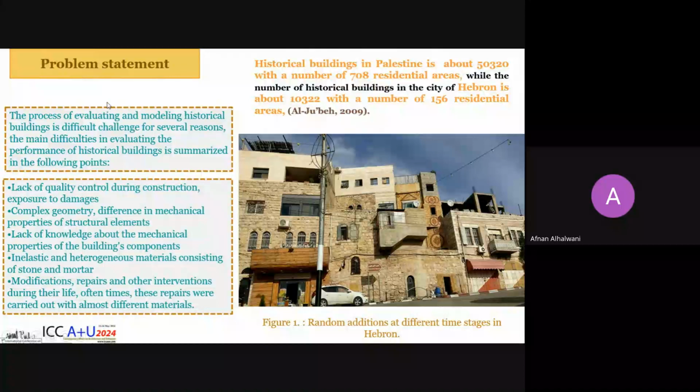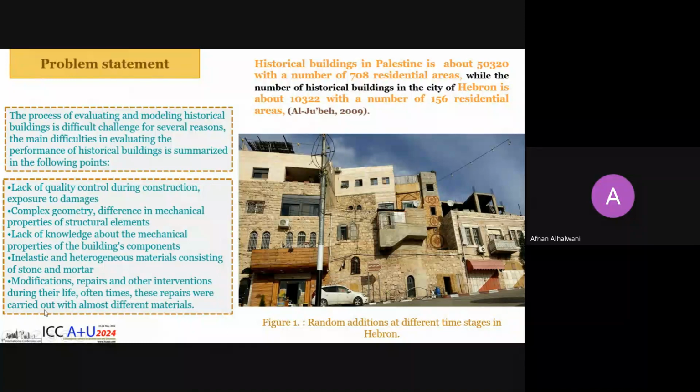10,322. The research problem is that the process of evaluating and modeling historical buildings is difficult for several reasons: lack of quality control during construction, complex geometry, differences in mechanical properties, lack of knowledge about the mechanical properties, inelastic and heterogeneous materials consisting of stone and mortar, modifications, repairs, and other interventions during their life.